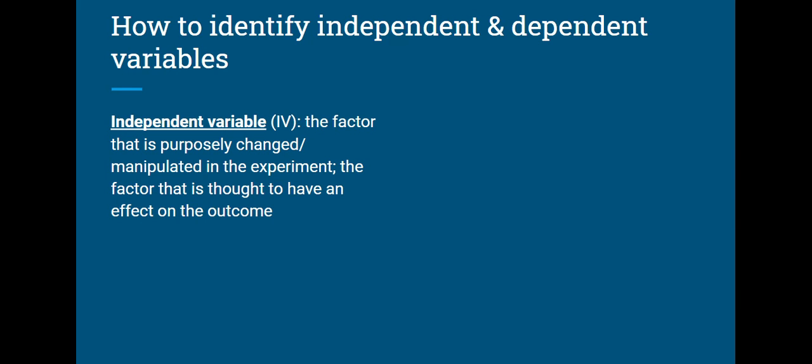So the independent variable, which we often just abbreviate to IV, is the variable or the factor that is purposely changed. So you say it's manipulated in the experiment. And so I think that's like the factor that's thought to maybe have an effect on the outcome, whatever it might be. So in our does caffeine affect heart rate, it would be the caffeine. We're wondering like, does caffeine do anything? And then you can change the amount of caffeine. So that would be what you are manipulating.